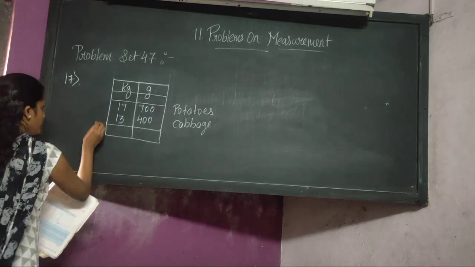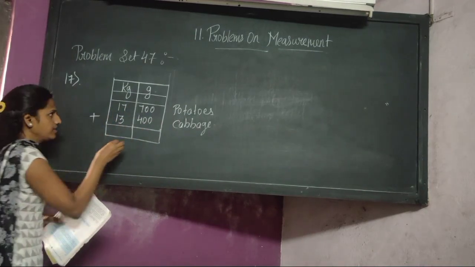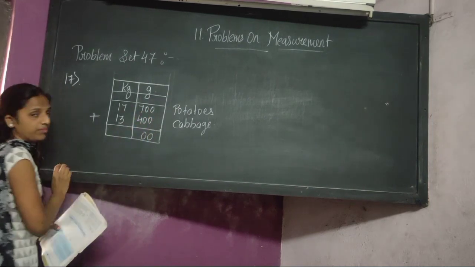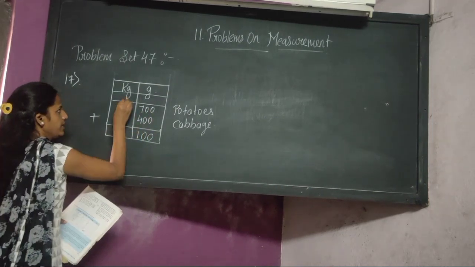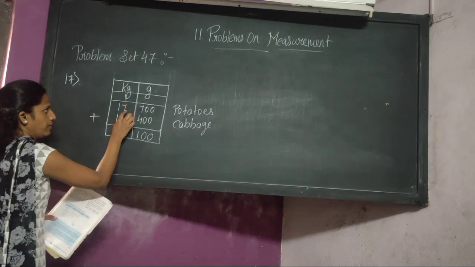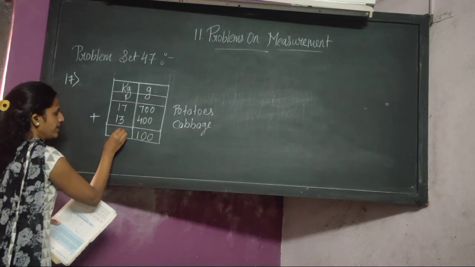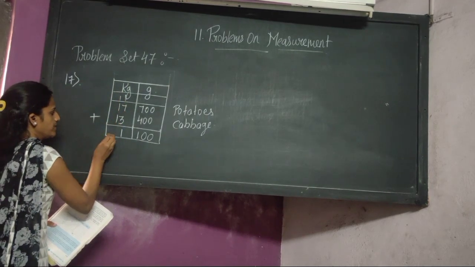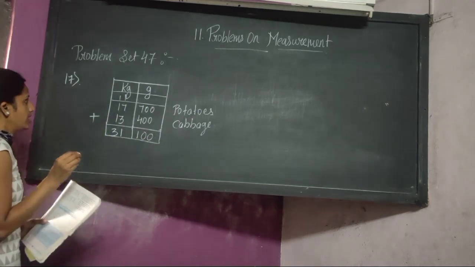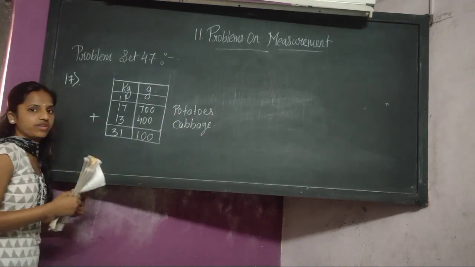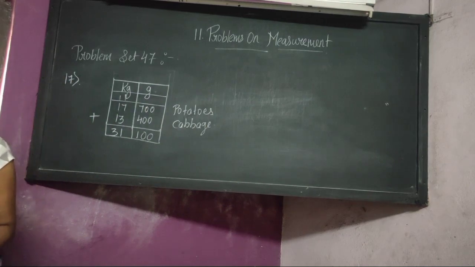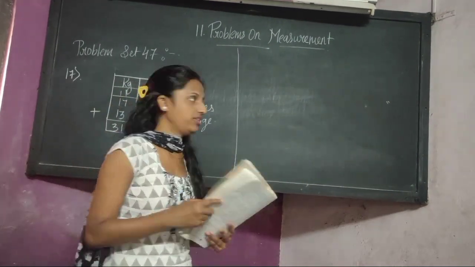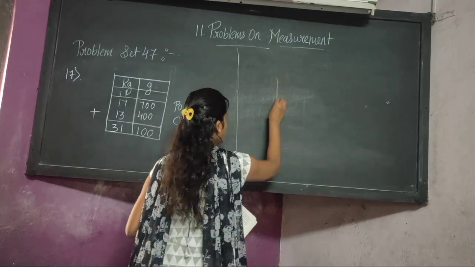Now let's find out the total weight of the potato and cabbage by adding. 0 plus 0, 0, again 0 plus 0, 0. 7 plus 4 will be 11, 1 will be here and 1 will be carry over. 1 plus 7, 8, 8 plus 3 will be again 11, 1 here and 1 will be carry over. 1 plus 1, 2, 2 plus 1 will be 3. The answer is 31 kg, 100 gram. This we have got for potato and cabbage. Now let's find out the weight of the onions by subtraction.